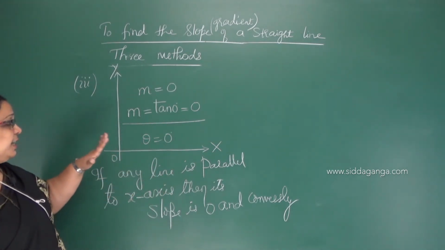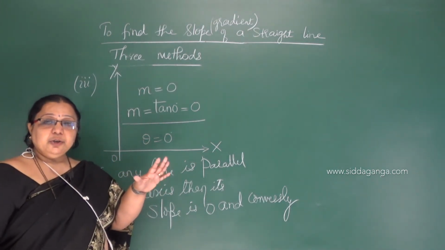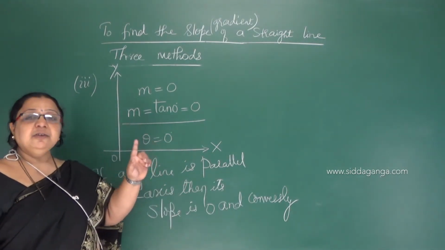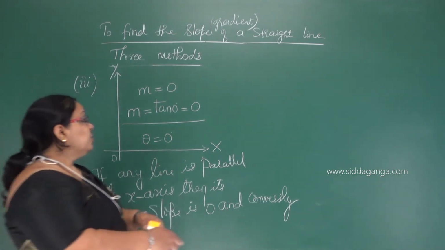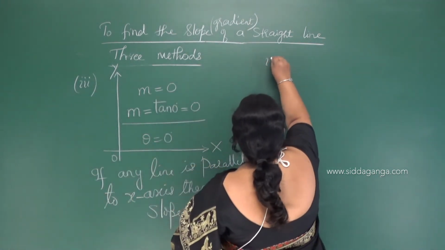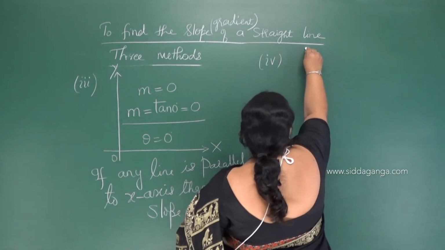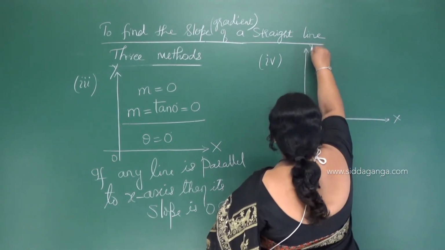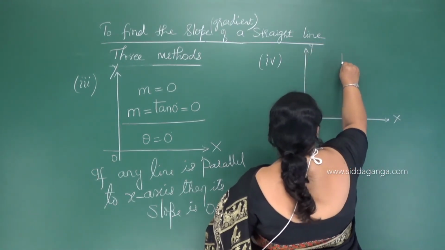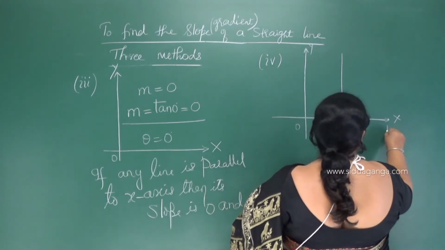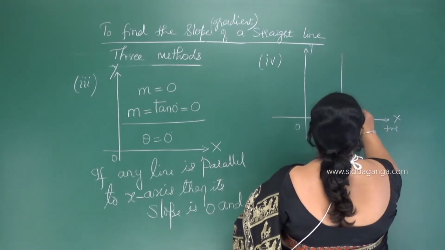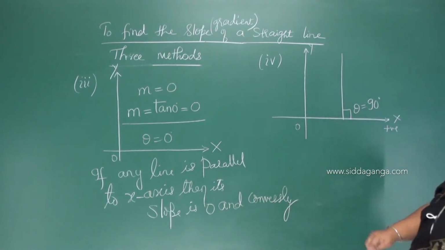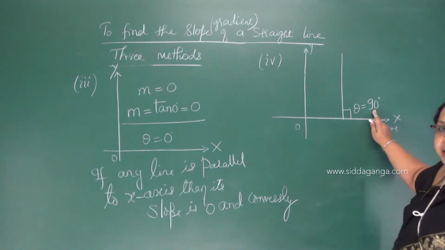So this is, in particular, we know two types of angles made by the line: one is 0 degree, the other is 90 degree. So in subdivision 4, if the inclination of the line, see, if a line is perpendicular to x-axis, we know that theta is taken as 90 degree. Then theta is 90 degree.